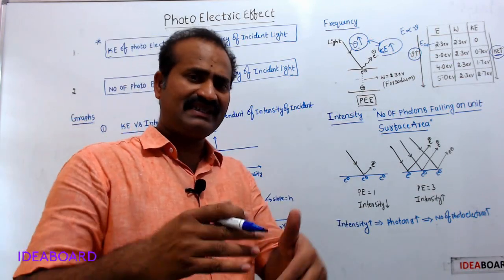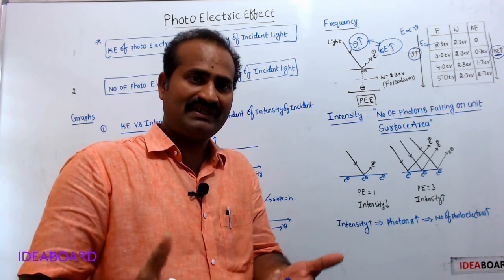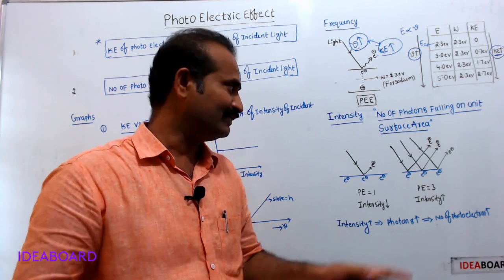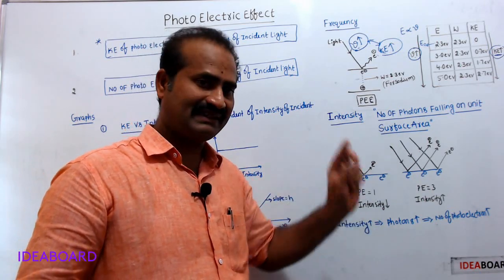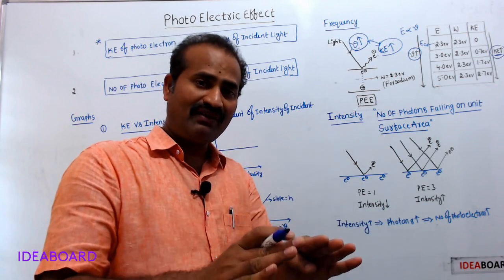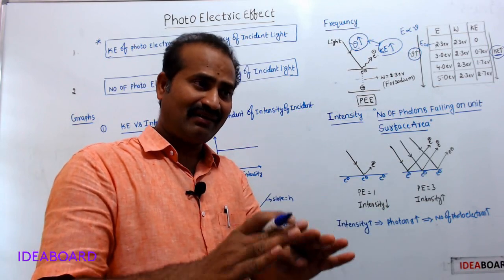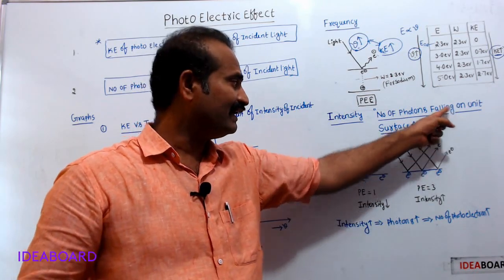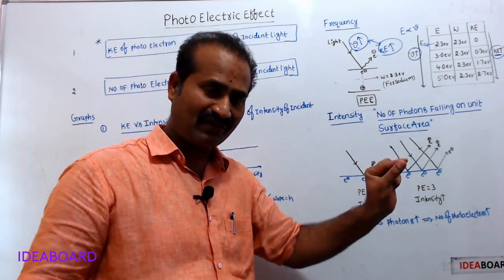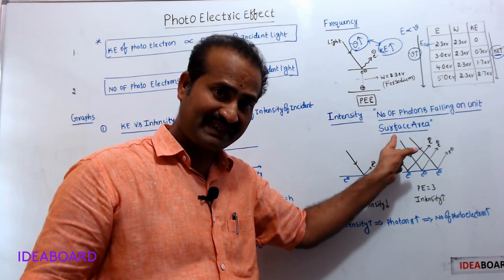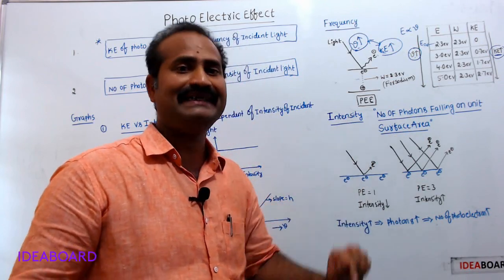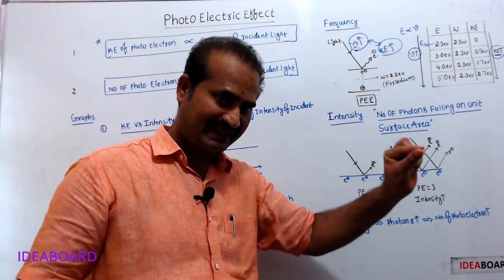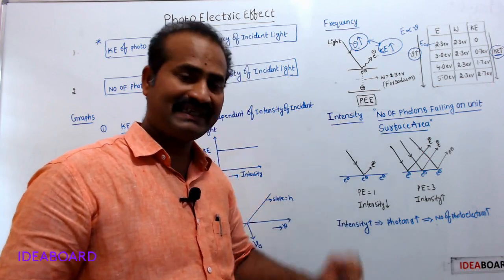Intensity means brightness. Intensity more means more brightness, low means brightness is low. This is the general meaning. What is the exact meaning of intensity? Intensity means the number of photons falling on unit surface area in unit time.